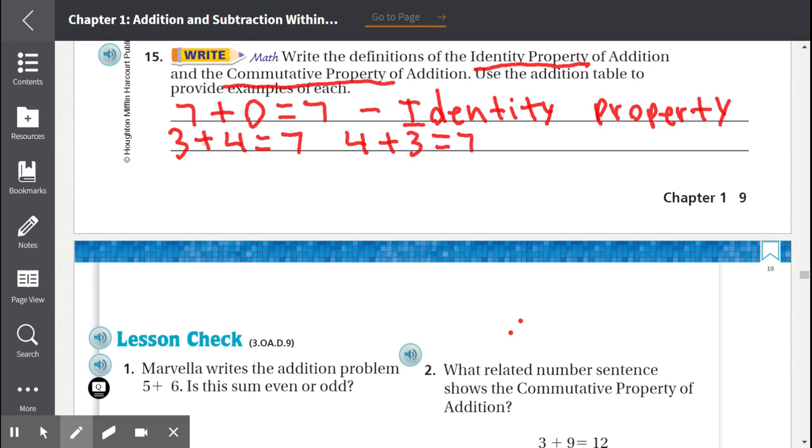So we have two numbers, 3 and 4, 4 and 3. Now, when we switch the numbers, we still get 7. And that is the commutative property.